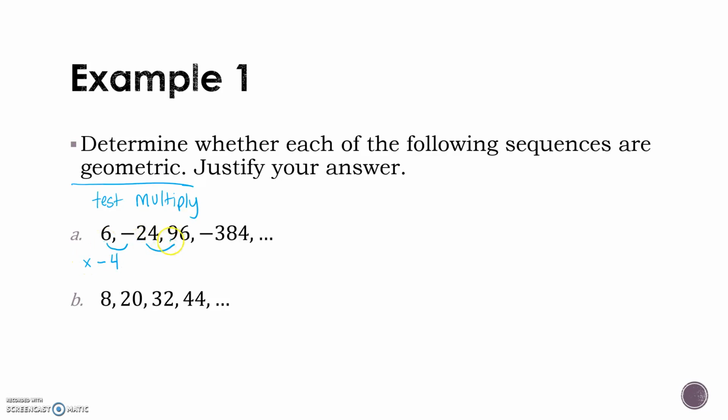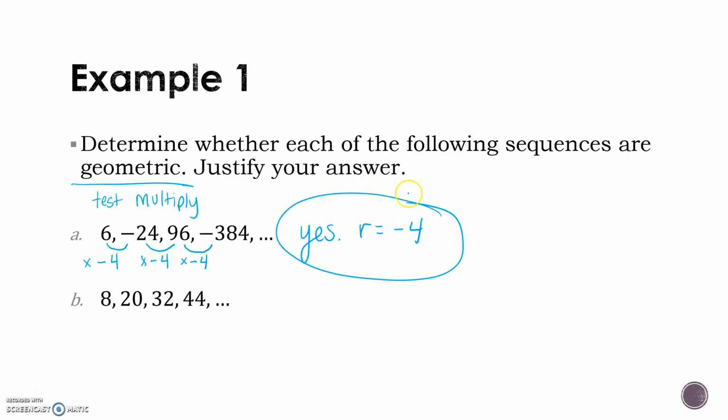What do I multiply negative 24 by to get 96? Well, I multiply by negative 4. And that rule is going to hold every single time. I'm going to multiply by negative 4. Then I'm going to say, yes, this is geometric, and the common ratio is negative 4. This right here qualifies as our justified answer. There's a common ratio, so that means that it's geometric. So that would be sufficient.